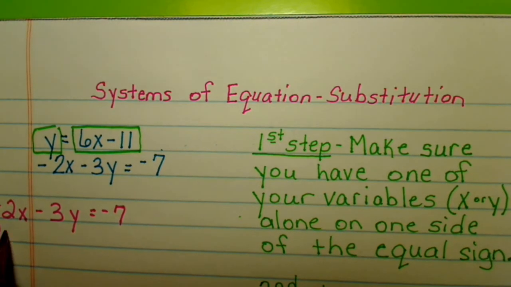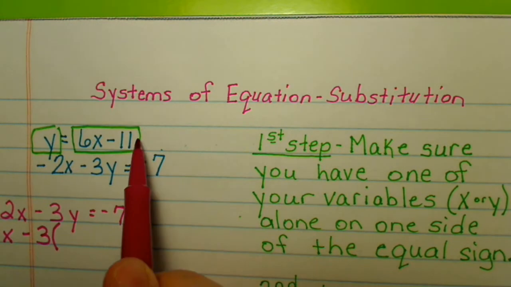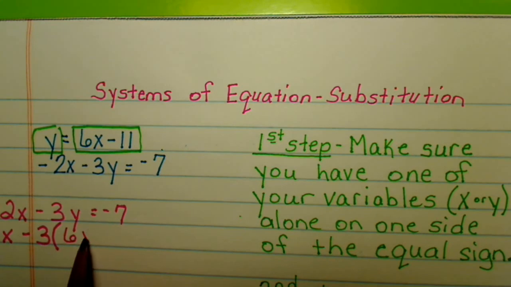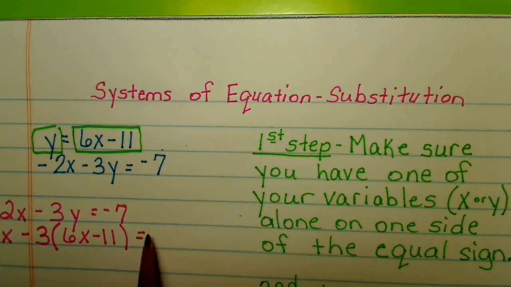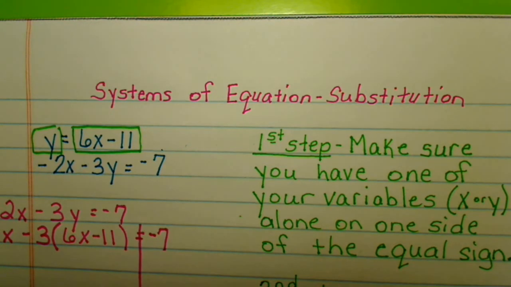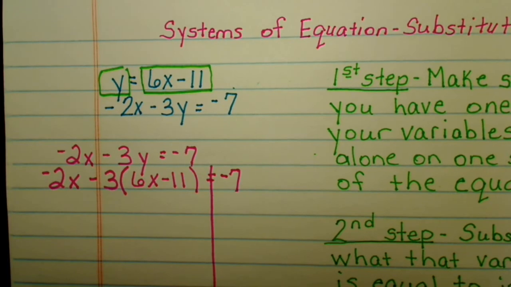So we have negative 2x minus 3, and instead of y, we're going to put what y is equal to in there. So we're going to put 6x minus 11, and then put it equal to negative 7. Now it's time to solve this problem for the variable x. Sorry about that, guys. Now to solve an equation, you're going to use your steps.